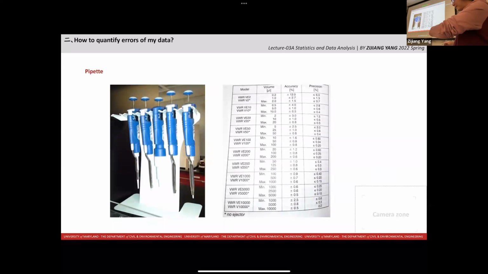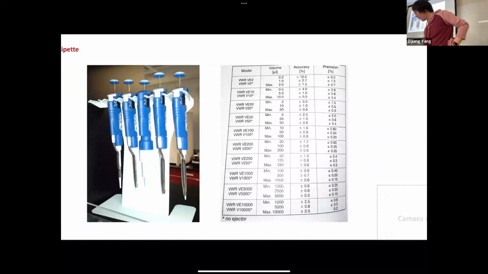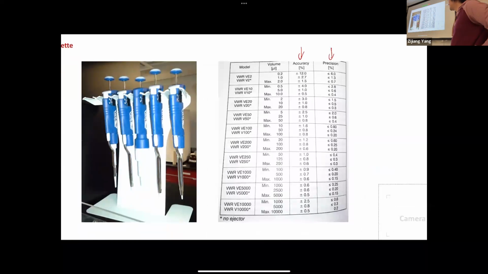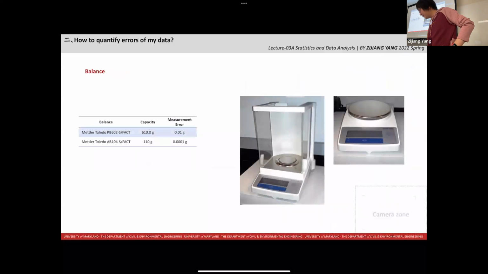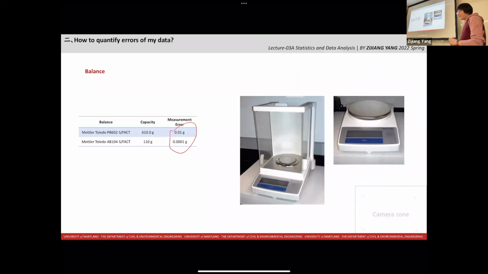So in the lab, we have instruments, and for any of the instruments, we will have the accuracy or something like the precision, and this is for the pipette. And we can find this in the manual, and this is for the volumetric flask. And it is called tolerance, but in general, this is the absolute error. And we also have the scale. In the teaching lab, we have two types of scales, and for each type of scale, they have different absolute error.